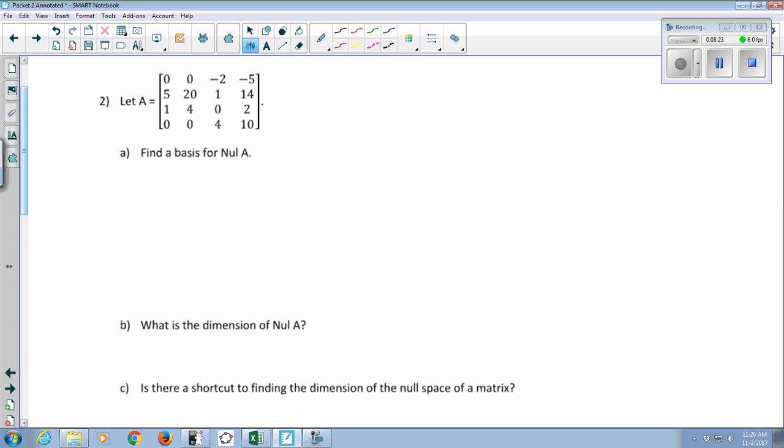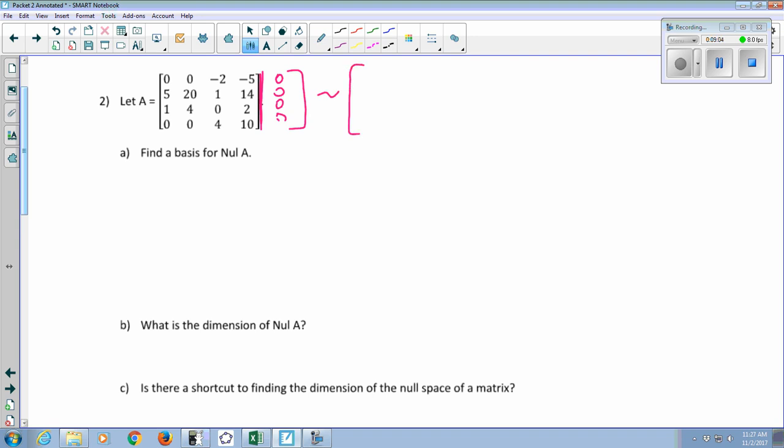All right, I've got a 4x4 matrix A here. I want to find a basis for the null space. So we know how to do this, right? So remember that the null space is just the set of all vectors x1, x2, x3, x4 that get mapped to 0, that when you multiply that matrix times it, you get 0, 0, 0, 0. So to find the null space, you augment with 0. In fact, I'm going to do it above to save a little space here. Augment with 0, 0, 0, 0.